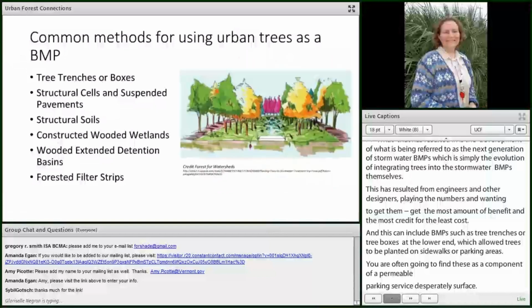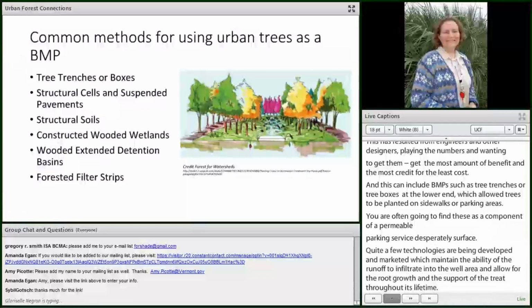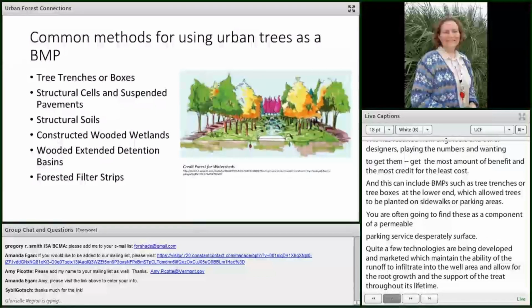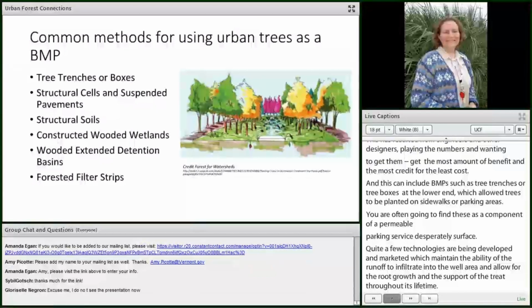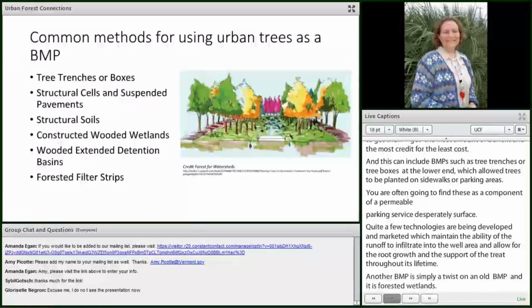Another BMP is simply a twist on an old BMP, and it's forested wetlands. They're a standard stormwater wetland, but there's now set guidance for how, where, and what species to plant within the wetland. So you're going to see these as stormwater wetlands with cypress trees or other very water-tolerant species.